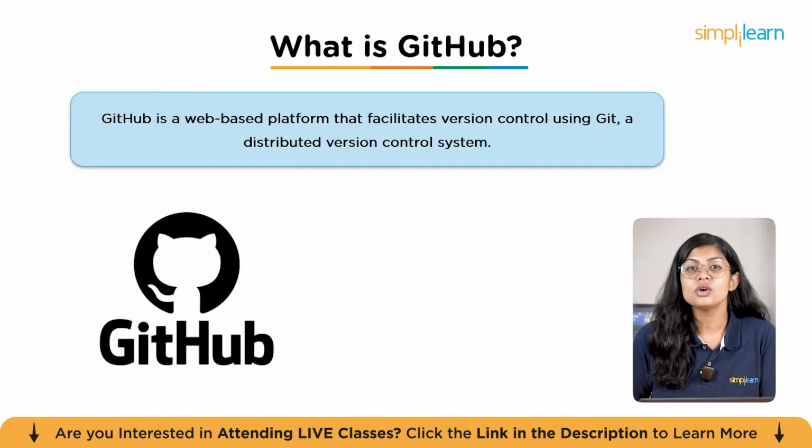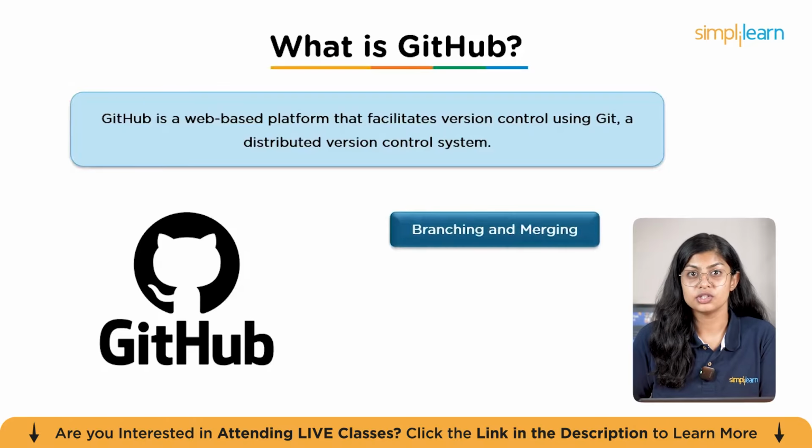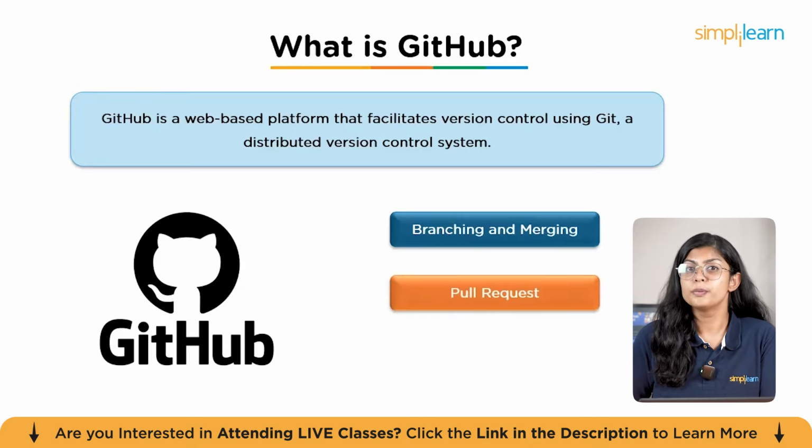Some of the functions of GitHub are branching and merging. GitHub allows developers to create branches to work on features or bug fixes independently and merge them back into the main codebase after review. And second one, we have pull requests. A pull request is a mechanism for a developer to notify others about changes made to a branch. Other team members can review the changes and discuss them before they are merged into the main branch.